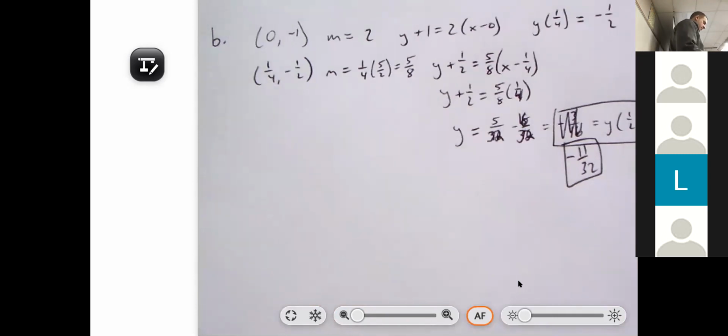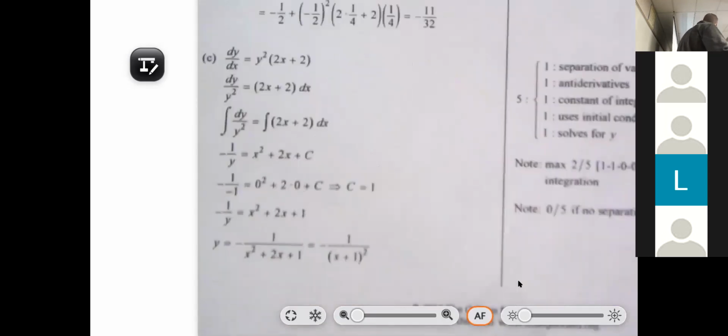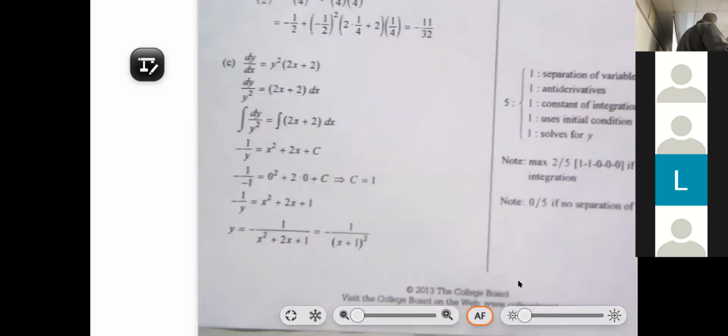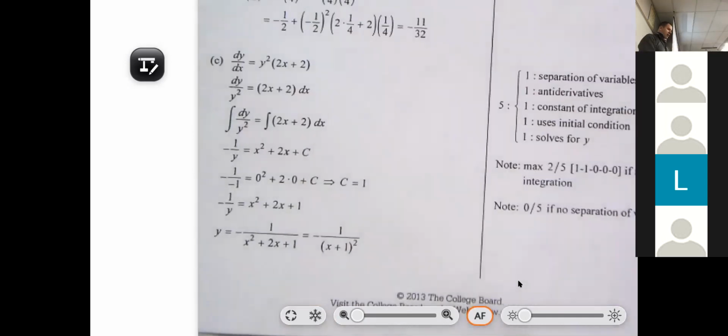C is kind of the fun one. It's 5 points. If you didn't separate, you get 0 out of 5. But here's the crazy part. If you do separate, not only do you get a point, but you're probably going to get 2 or 3 points out of there because you're going to know how to integrate these things. So, I mean, it's such a huge difference between separating and not separating.